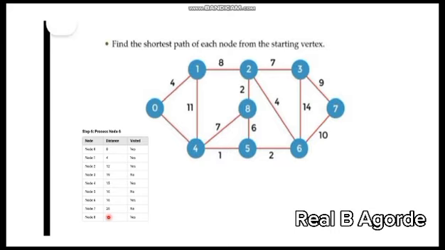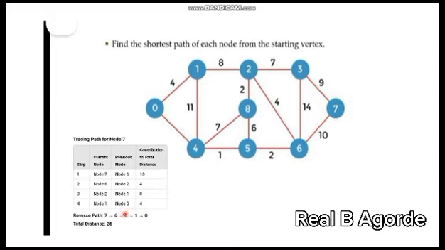So let's trace the shortest path from the endpoints to node 0 using Dijkstra's results. First, for node 7 with a total distance of 26, starting at node 7, we look at the previous node, node 6, which contributed 10 to the total. From node 6, we move back to node 2, contributing 4.